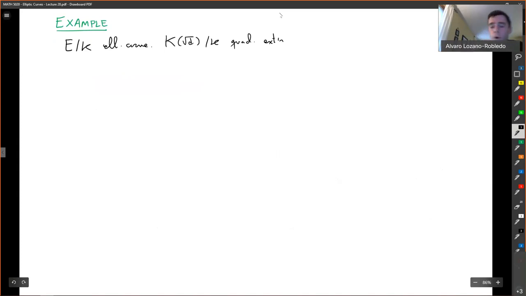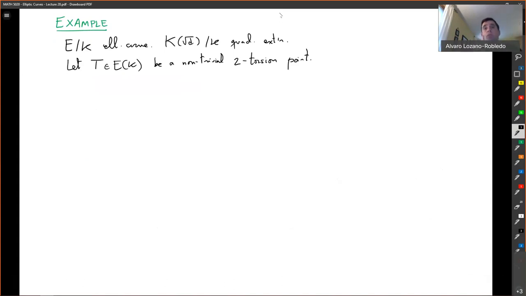And suppose that we have just one point on E over K, let T be a non-trivial two-torsion point. Okay. We are not assuming that we have all the two-torsion defined over K, just that we have one two-torsion point defined over K.